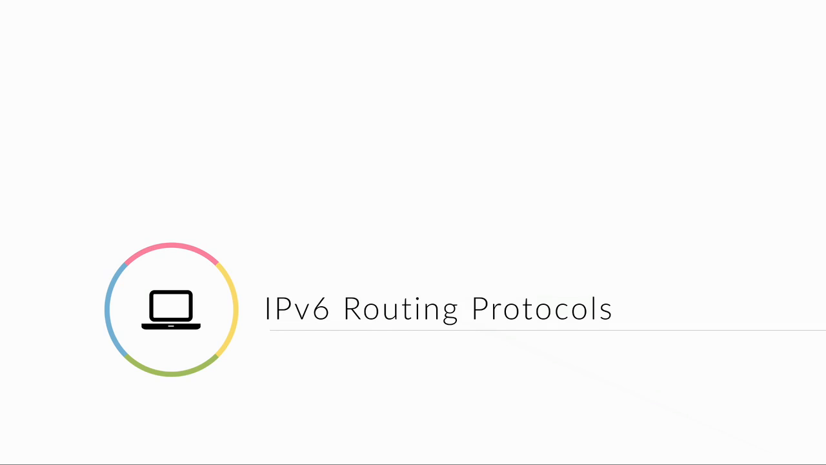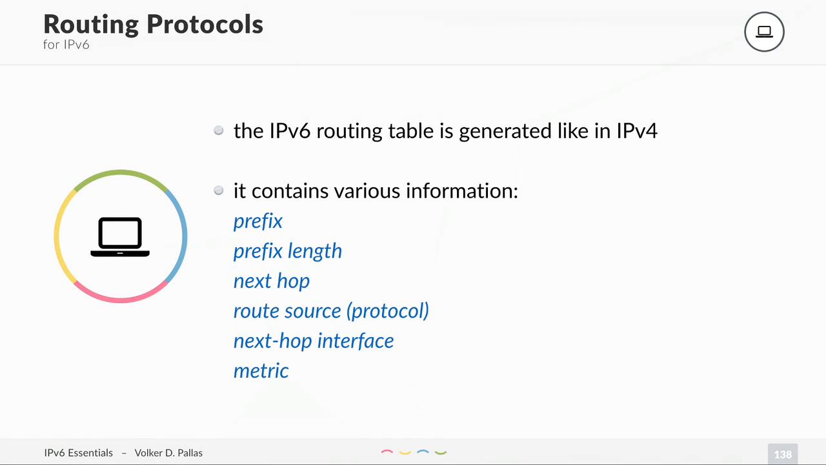Let's have a look at the different routing protocols. We have different ones, and all of them are already available for IPv4, so you might probably know them. But let's start with the basics first. The routing table of IPv6 is generated like in IPv4.